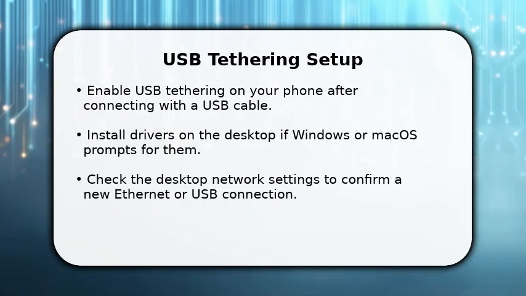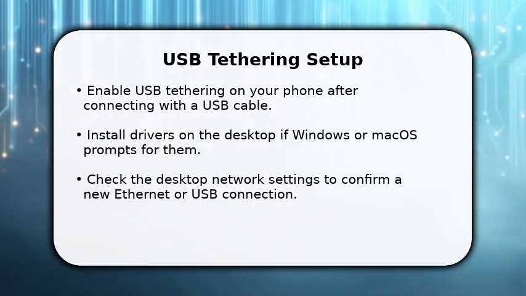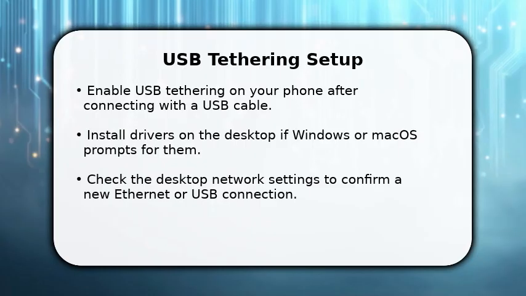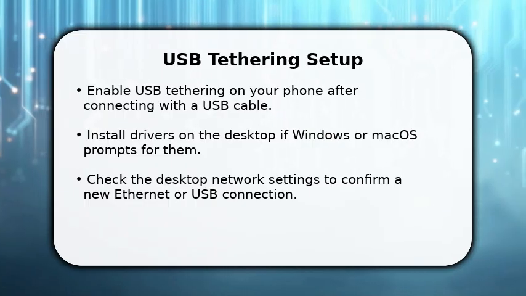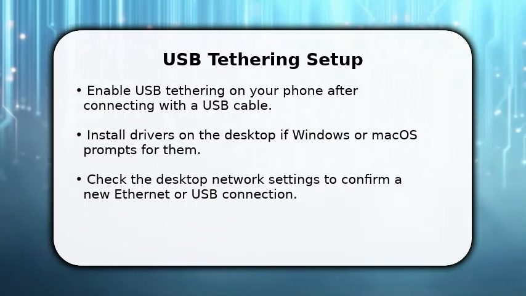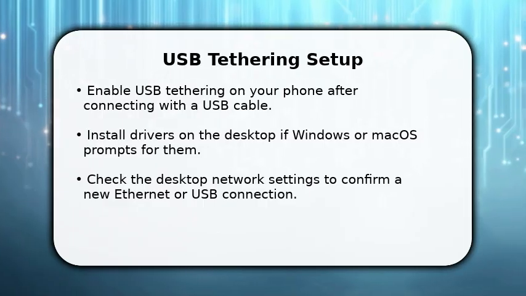On Android, open Settings, select Network and Internet, then Hotspot and Tethering, and toggle USB tethering on. On iPhone, open Settings, then Personal Hotspot, and enable Allow Others to Connect. Connect the cable after enabling.